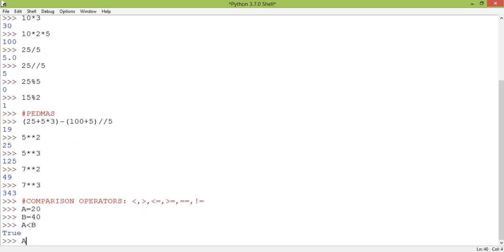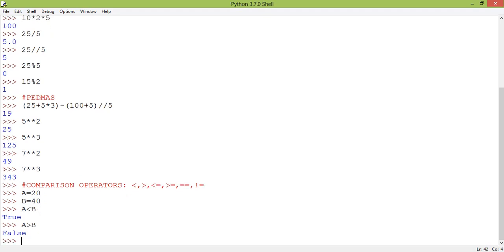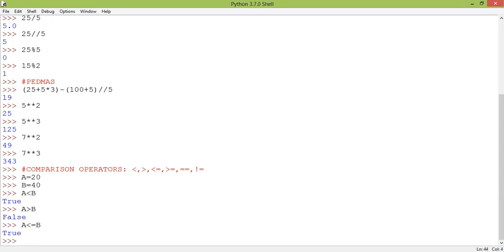What if I write a is greater than b? Obviously it will give us false. What if I write a is less than or equal to b? Now in this case a should be less than or should be equal to b in order to get the answer true. So obviously a is smaller than b, so we will get true.